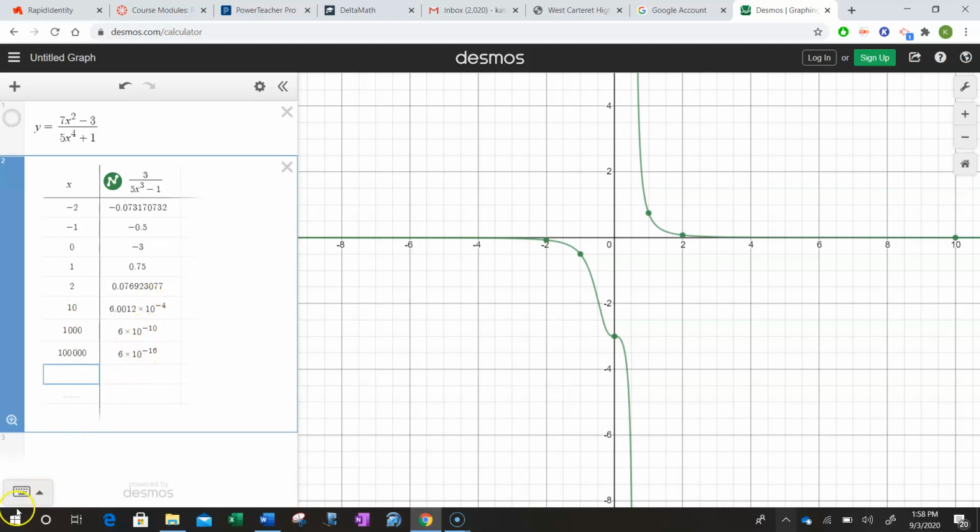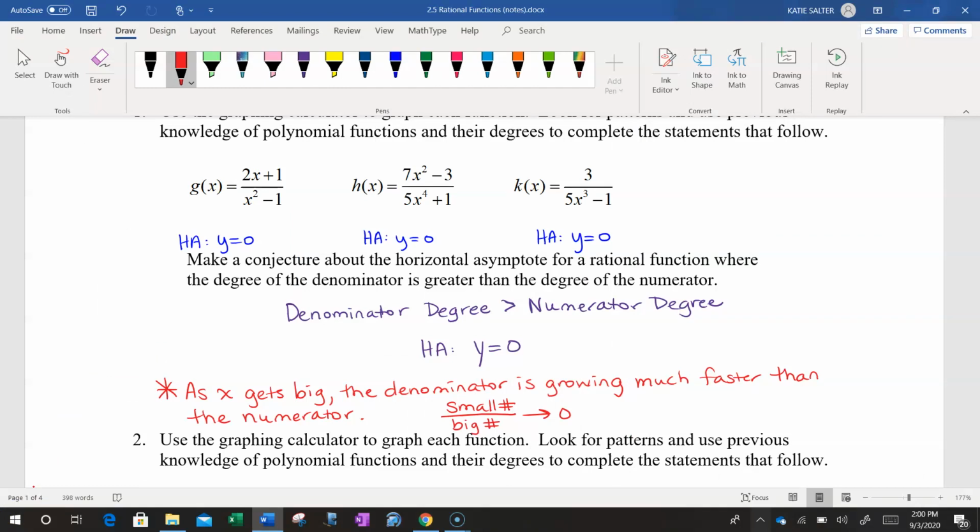So pretty much the conjecture here is anytime the degree of the denominator is greater than the degree of the numerator, we will always have a horizontal asymptote at y equals 0. Of course, you can just memorize that, but when you get to calculus next year, you're going to have to look it back up. It's much more important to understand why that happens. If you understand why that happens, you'll never forget it. You don't have to sit there and memorize these rules.